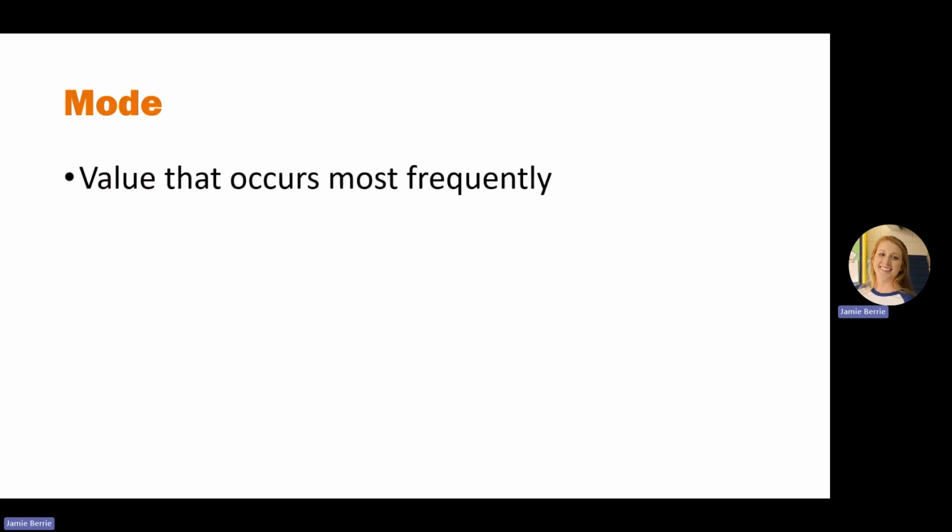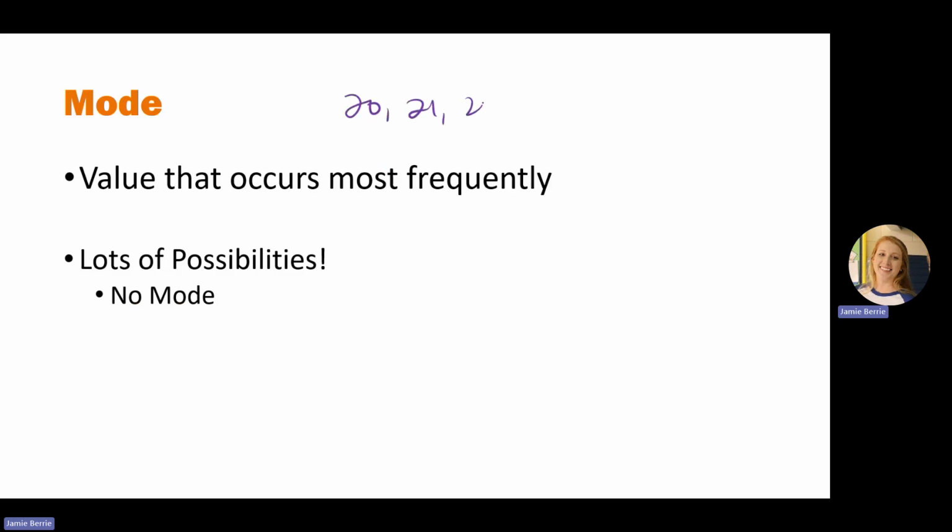All right, and then lastly, the mode. The mode is the value that occurs most frequently in the data set. You have lots of possibilities for the mode. You could have no mode. In that example that we just looked at with 20, 21, 24, 25, 27, every value only occurs one time. That means that there's no mode. There's no value that is more likely to occur than another one, or that occurs more frequently than another value. You could have one mode, right? That would be called unimodal.